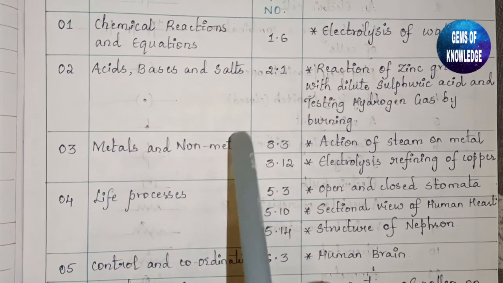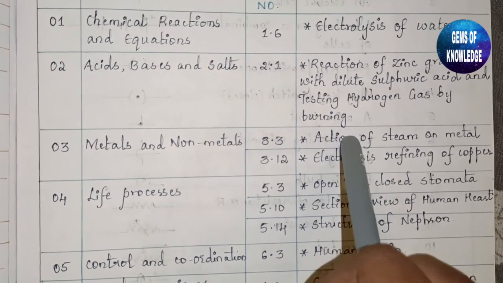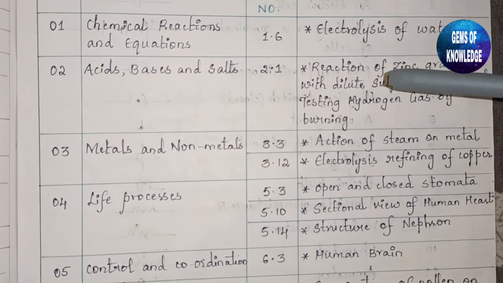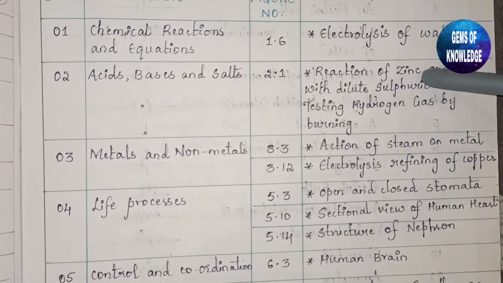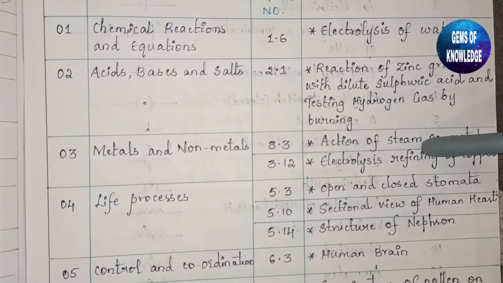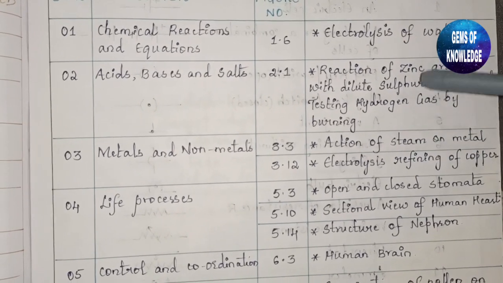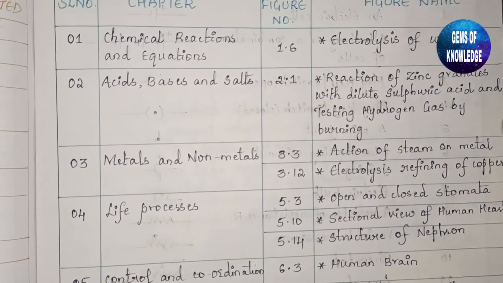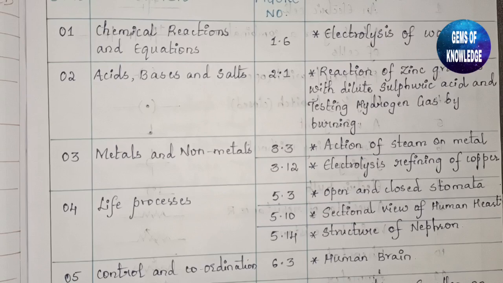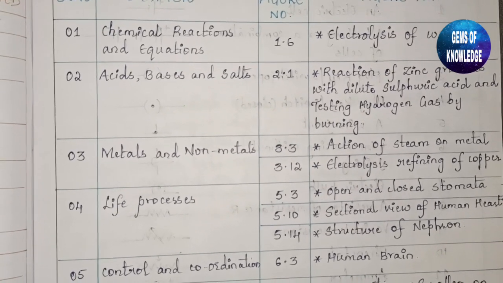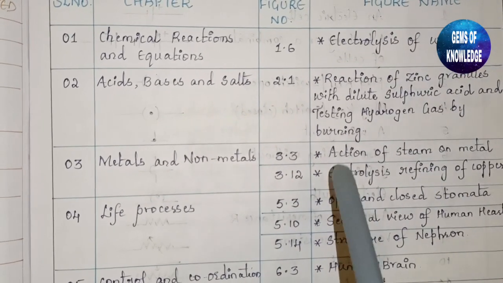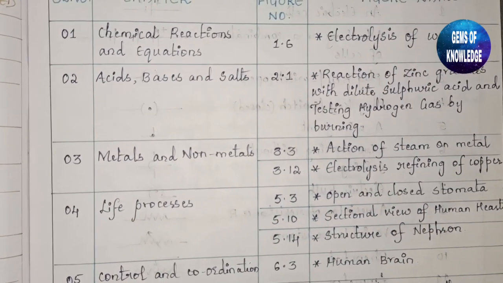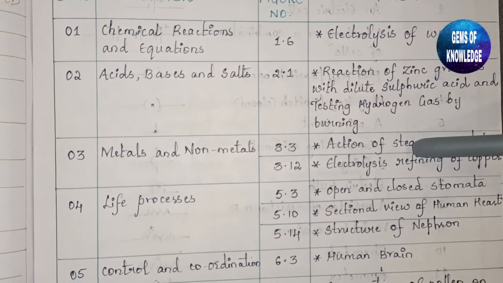Next chapter is metals and non-metals. There are two diagrams on this, that is action of steam on metal and electrolysis refining of copper. I have seen mostly the students get confused between these two diagrams, that is reaction of zinc granules and the action of steam on metals. So just identify the difference between these two diagrams and study. If the zinc granules is asked, you need to show the zinc granules which is present in the test tube. And if the action of steam on metal is asked, then you have to show a metal piece which is present in the test tube. So just identify the difference between these two and study.